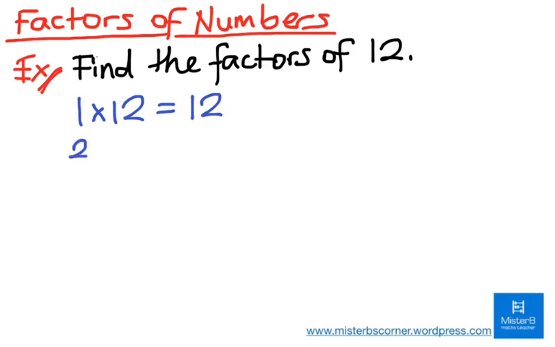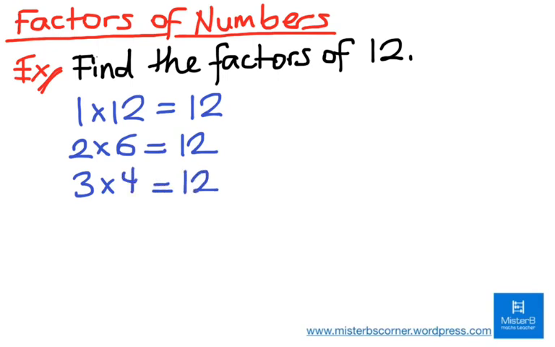And then it's 2 times 6, which is 12. Then it's 3 times 4, which is 12. Now, the rule is when you are at the end of this list, the numbers in this product must be very close to each other. I mean, you have now 3 and 4 in multiplication. This should tell you that you're at the end of the list, so you're basically done.